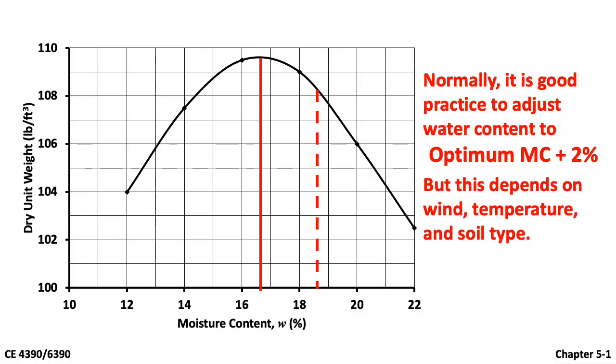Normally, it is good practice to adjust water content to 2% above the optimum value, but this adjustment depends on wind, temperature, and soil type.